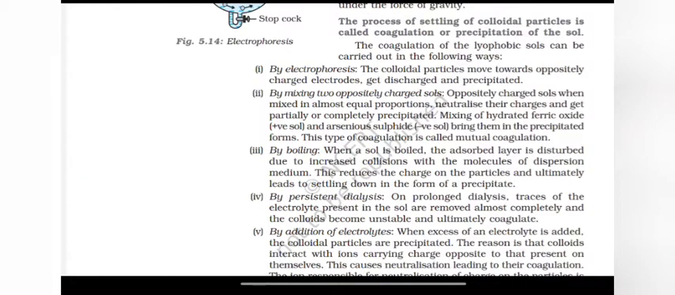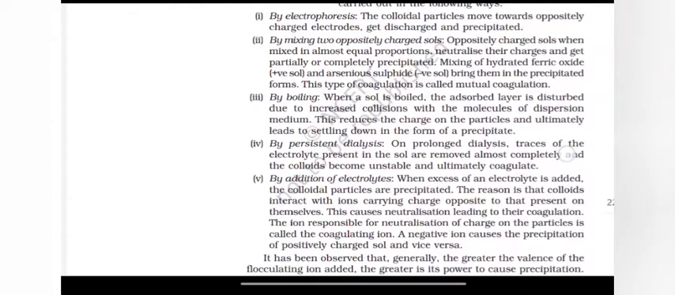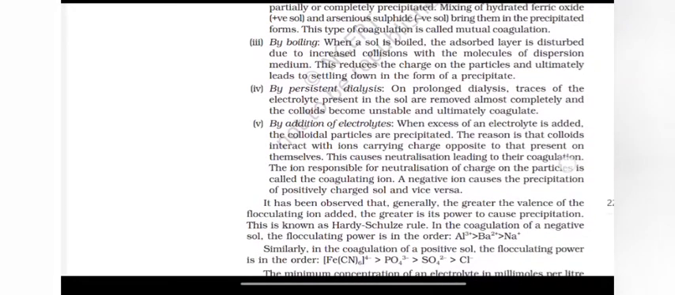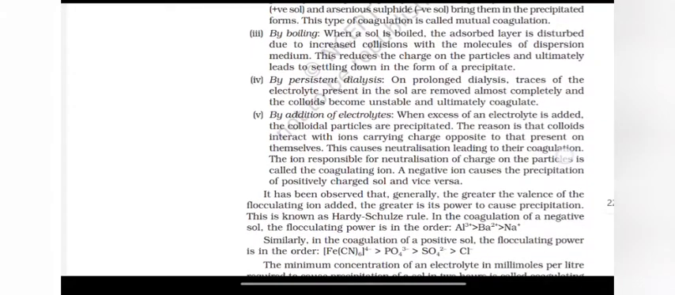By mixing two oppositely charged sols, when mixed in almost equal proportions, they neutralize their charges and get partially or completely precipitated. Mixing of hydrated ferric oxide and arsenious sulfide sols brings them precipitated. This type of coagulation is called mutual coagulation.